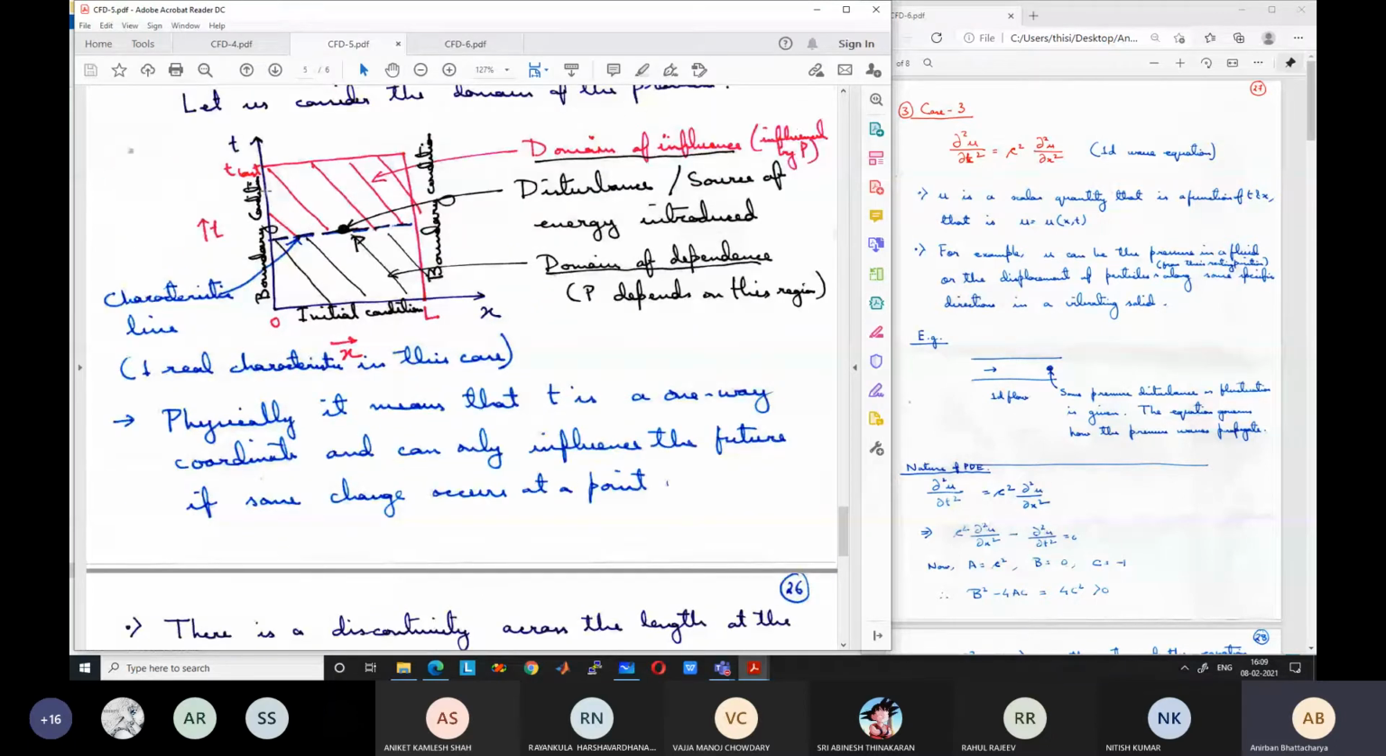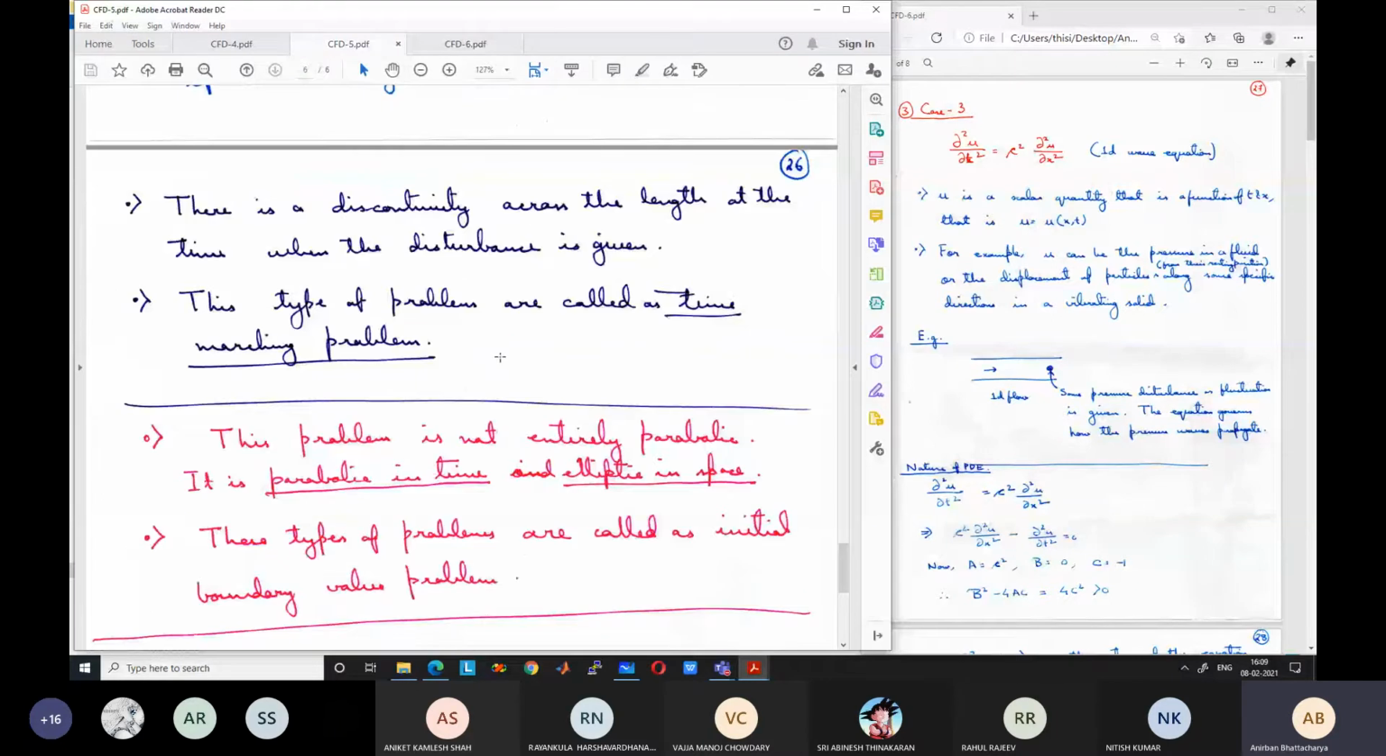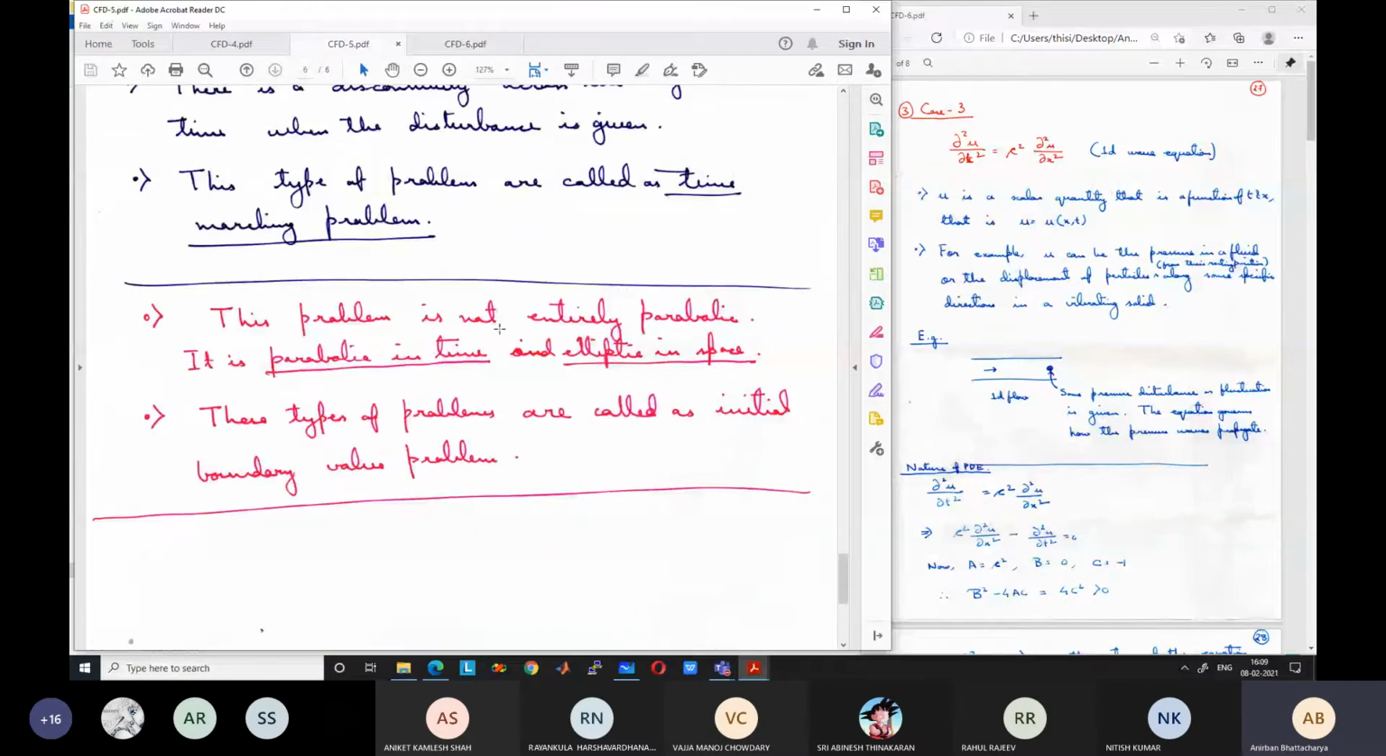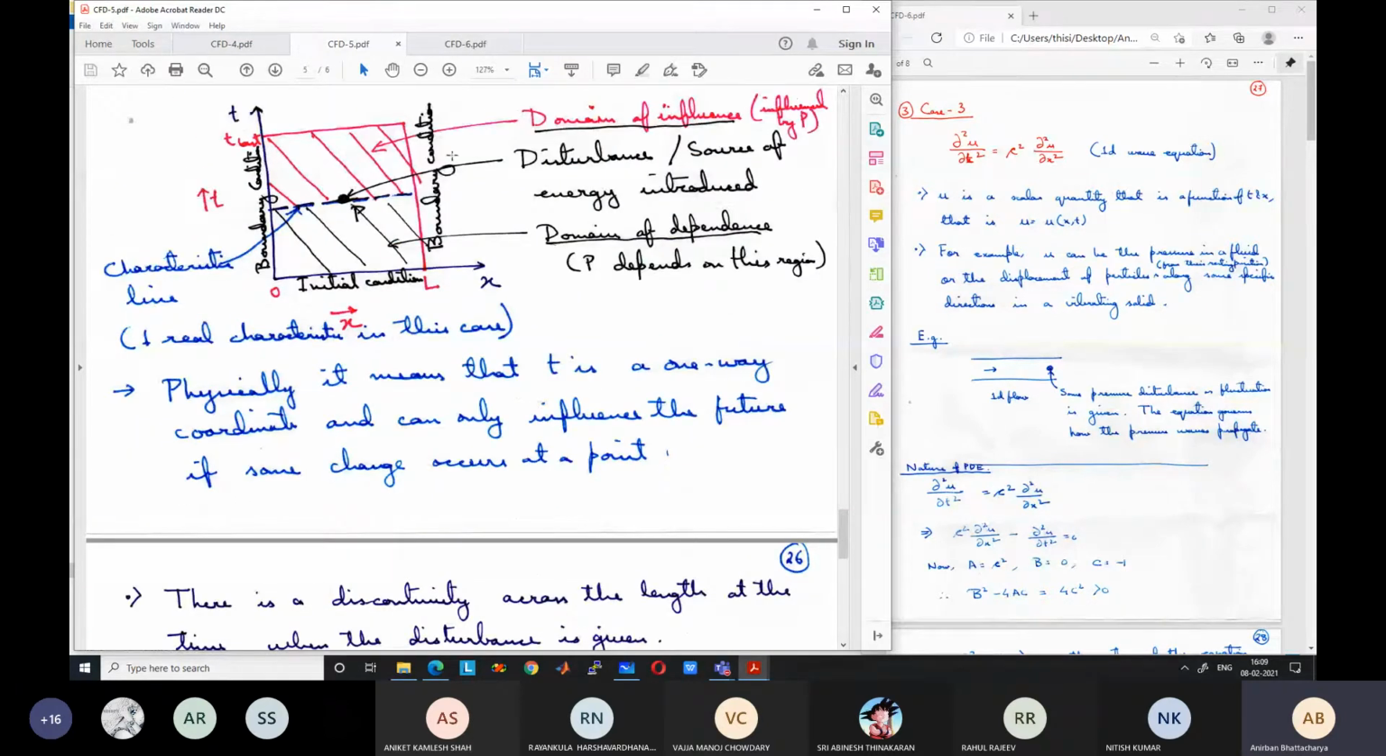This type of problem is also known as a time marching problem, and more accurately we should specify these problems as parabolic in time and elliptic in space. Not entirely parabolic, only parabolic in time. This parabolic behavior means the influence is felt only in one direction, along the time direction. Any previous point will influence the future point but cannot influence the past point. So it is parabolic in time, but the problem is still elliptic in space.